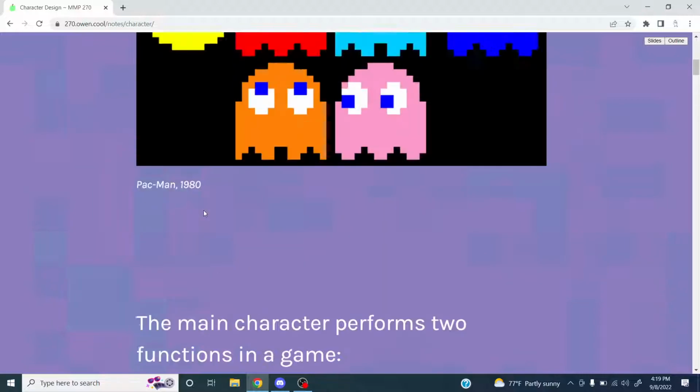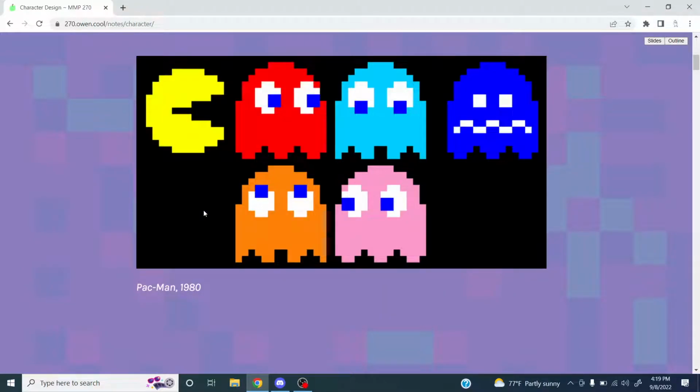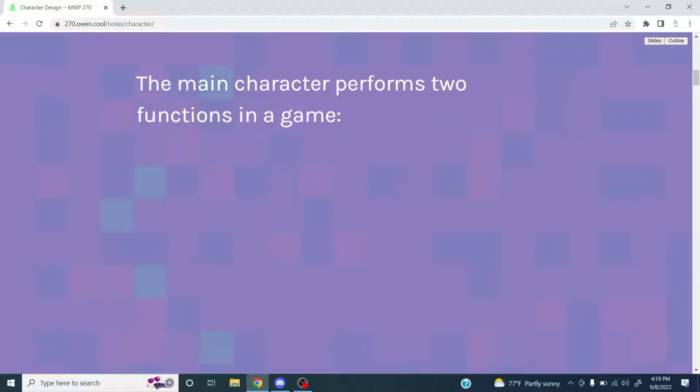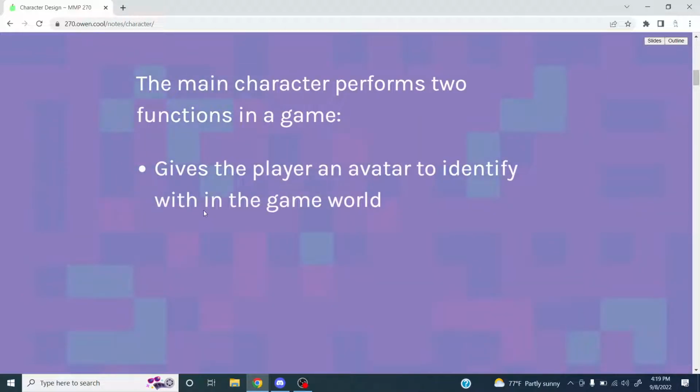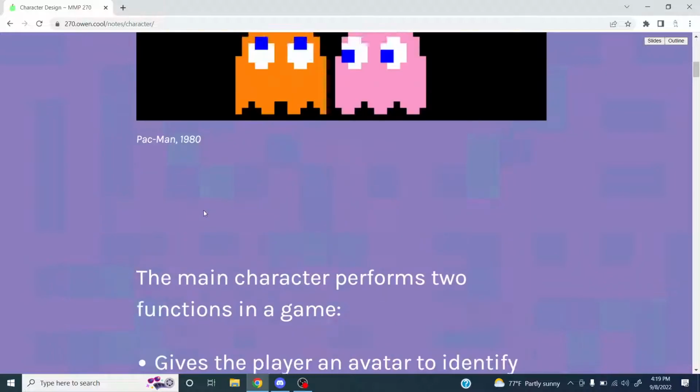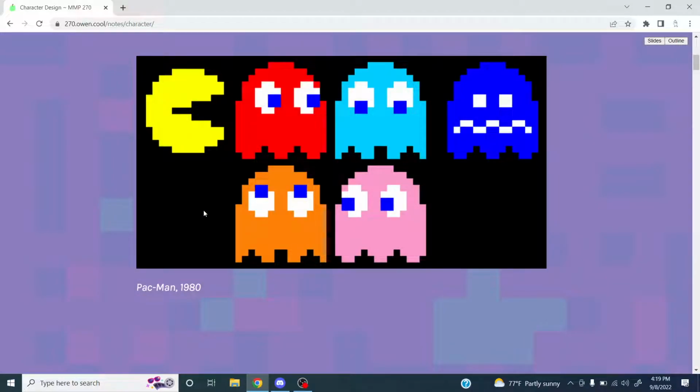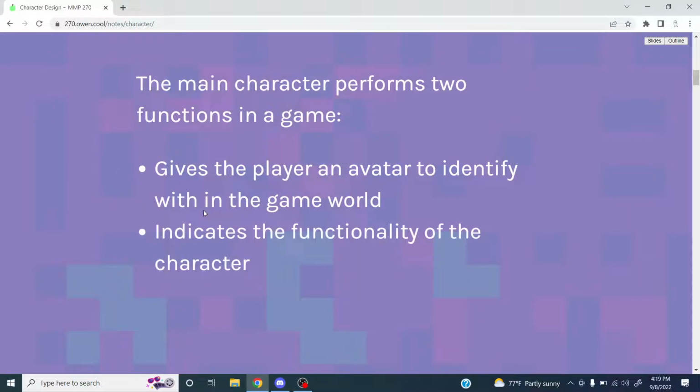So one of the really cool things about Pac-Man is that it's a really great character design, really, really simple, but it communicates two important things. It gives a player an avatar in the game world that's easy to identify with. And it does that simply by making Pac-Man the brightest color on the screen. It's this yellow color, so it's very easy to identify. It's also just one color, as opposed to the other characters, which have multiple colors that also fit within the same color scheme.